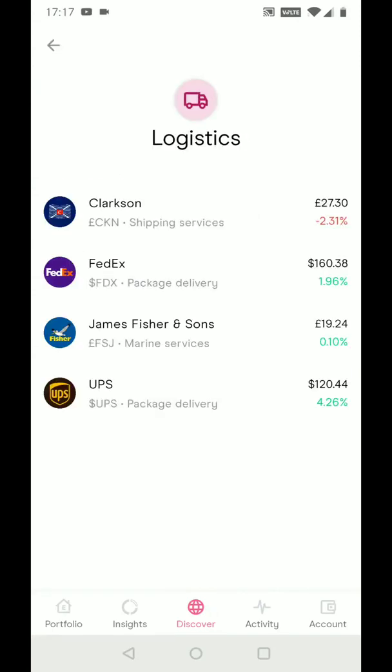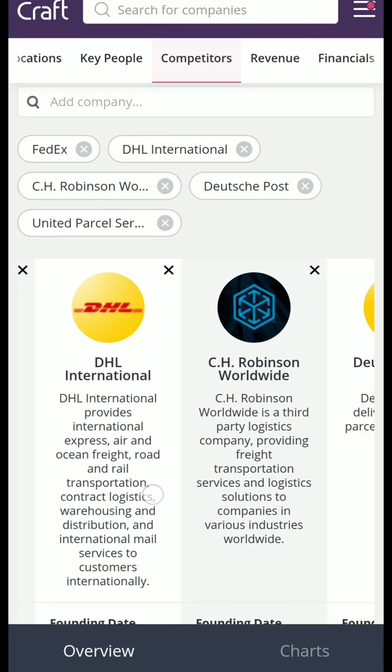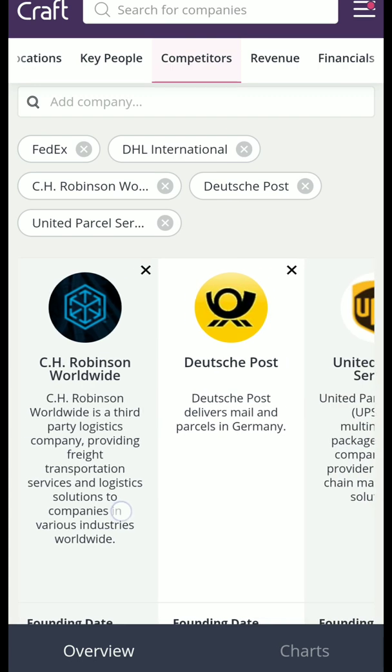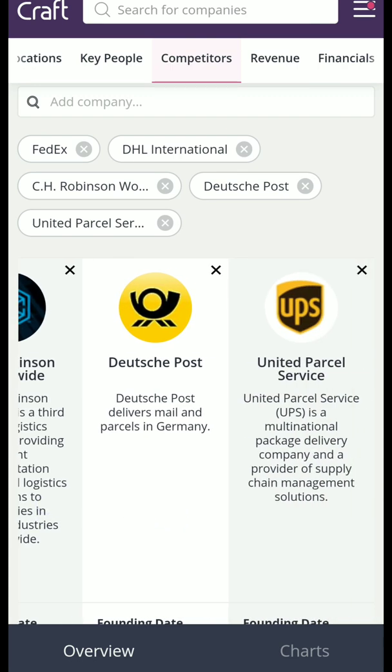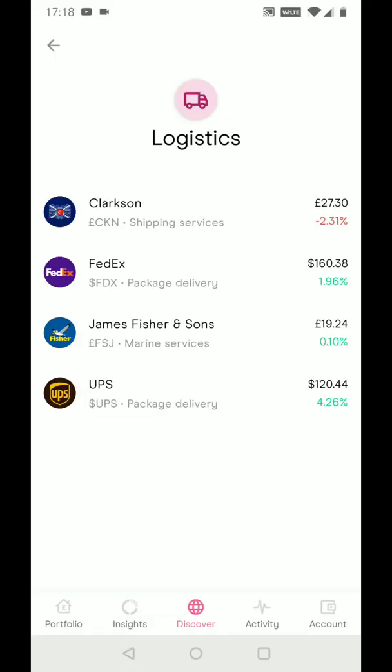So as I said, for this video, I'll be analysing the logistics sector. Freetrade have 4 stocks under their sector heading of logistics, as can be seen on the screen. They're basically Clarkson, FedEx, James Fisher & Sons and UPS. But from my thinking, these do not really appear to be like-for-like companies, and I did a little bit more digging, and what I can see on the website for Craftco is that these are not direct competitors. In fact, FedEx, DHL, Deutsche Post, CH Robinson and UPS are direct competitors. Clarkson and James Fisher seem to be relatively smaller.